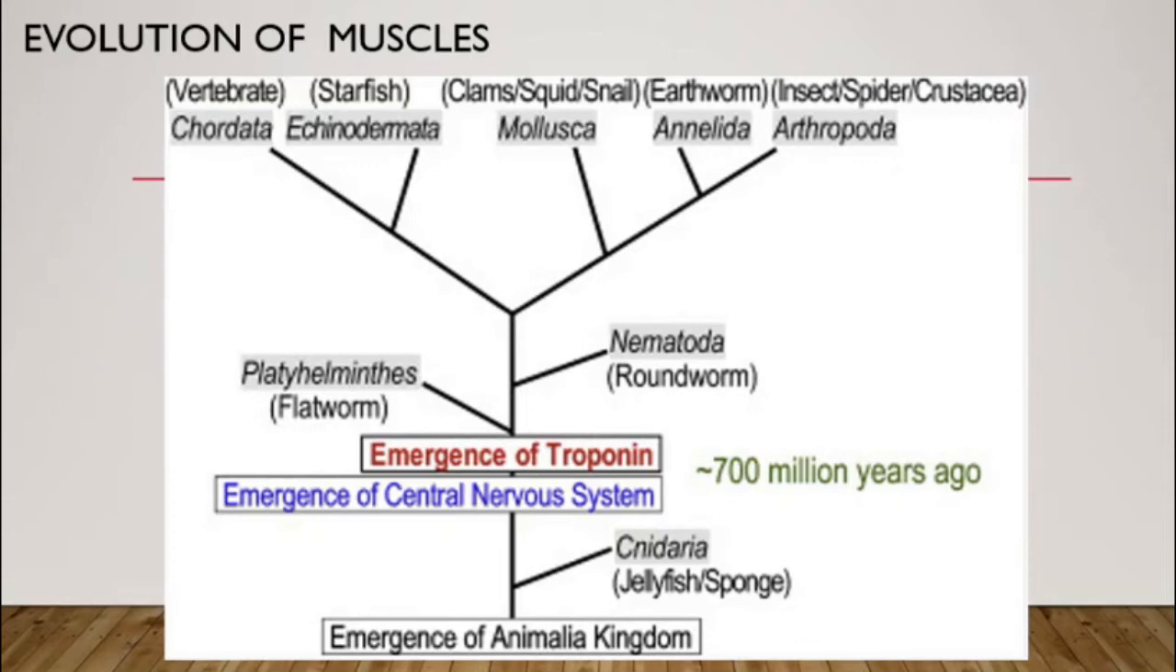In the muscular system, myosin is one of the protein components, aside from actin and the troponin complex. About 700 million years ago, the emergence of troponin also appeared, before the time of the platyhelminths or flatworms and nematoda.